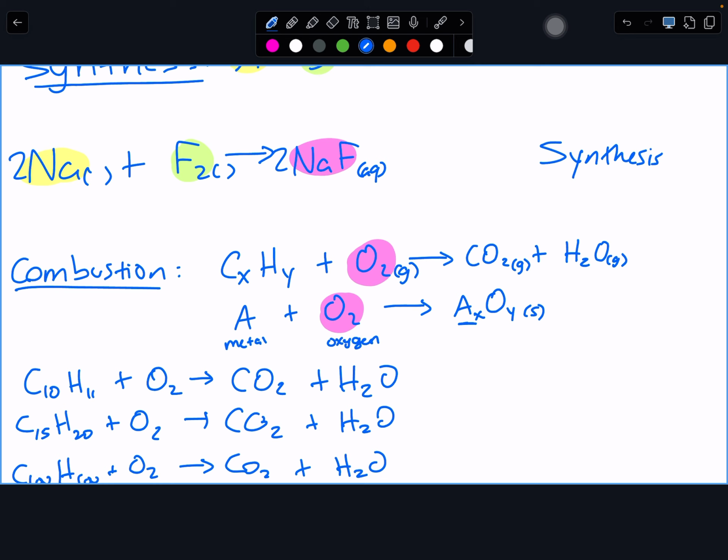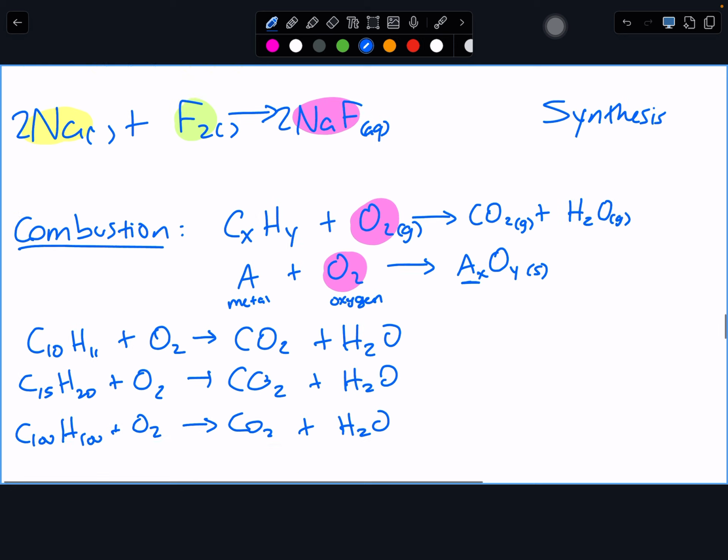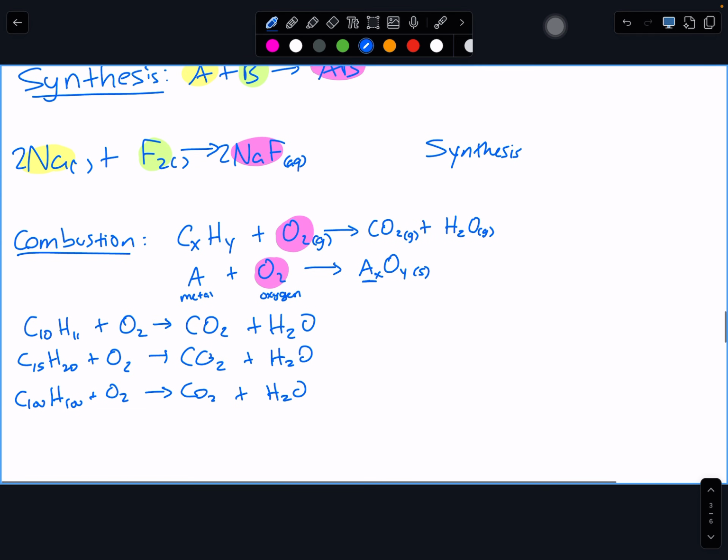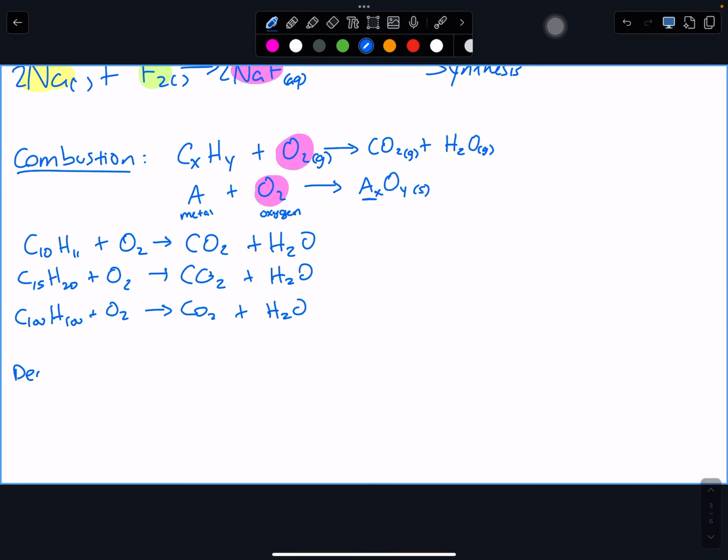If it's synthesis, yes. When it's combustion and synthesis, it's metal and then oxygen. Yes, perfect. And that will be a solid. But I'll give that to you on the quiz, actually. Okay, next, decomposition. Any questions on the other one?